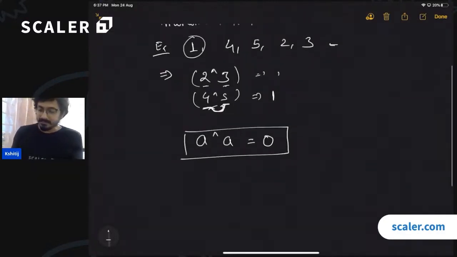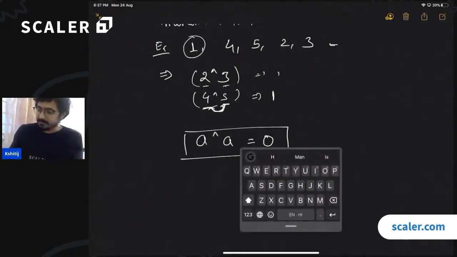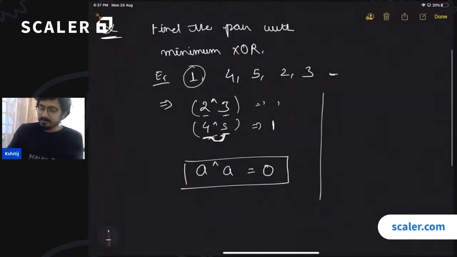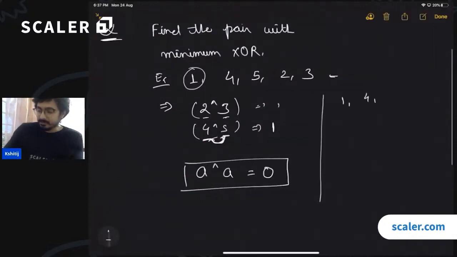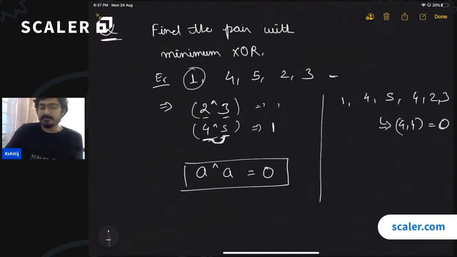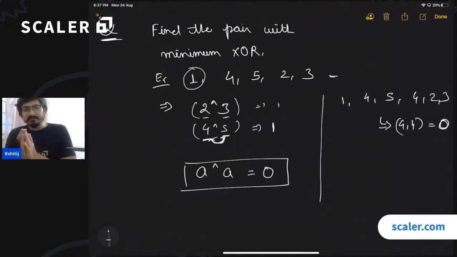If I have an array which has a pair where the numbers are repeating, so if this is the array, what should be the answer? The answer would be 4, 4, because this will always return 0, and we cannot have a XOR which is less than 0 if all the numbers are positive, right? So if I can find a number which is repeating in the array, then the answer is always 0, right? But what if there is no such number which is repeating?